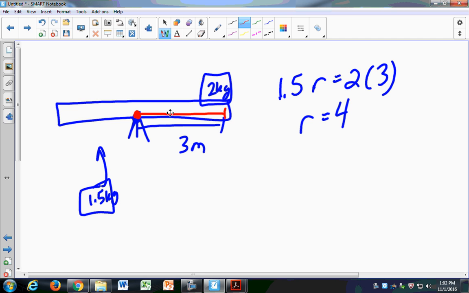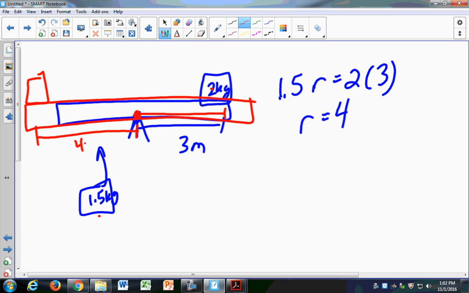So let's say that the board is actually bigger, and I have the 2 kilogram mass at 3 meters, and I ask, where can I put this 1.5 kilogram mass? That means that I would have to put the 1.5 kilogram mass at 4 meters. Right there, 4 meters from the axis of rotation.